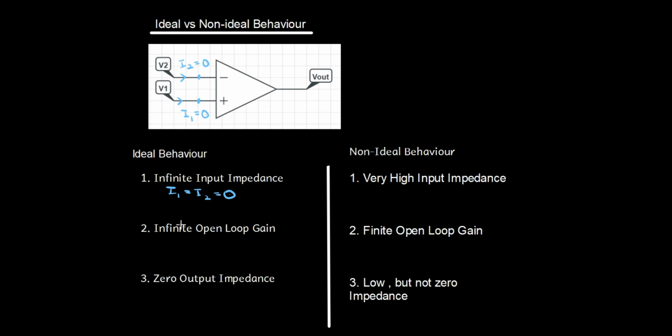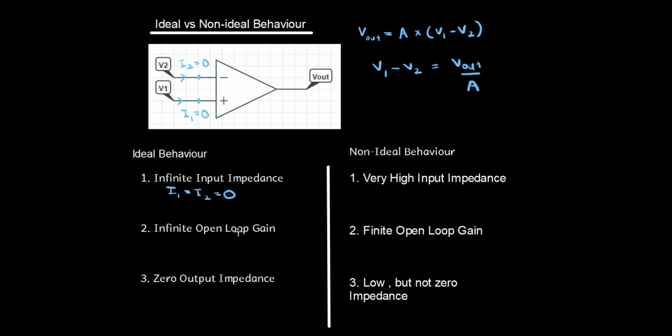Then we have the second point, which says that operational amplifiers have an infinite open loop gain. In the previous sections, we wrote V out as the gain factor A times V1 minus V2. If we were to rearrange this equation, we would have V out divided by V1 minus V2 for the gain factor A.